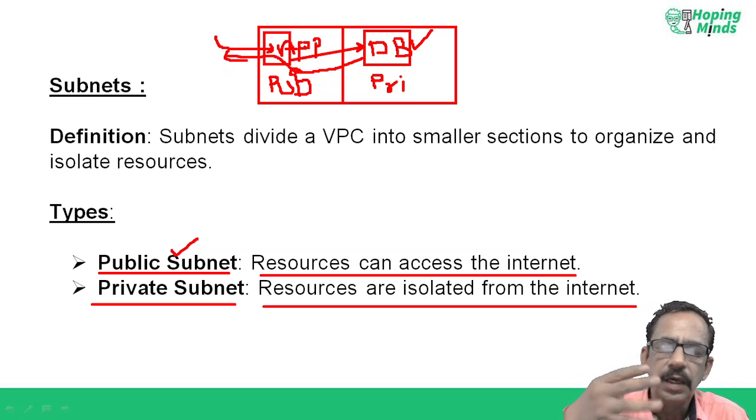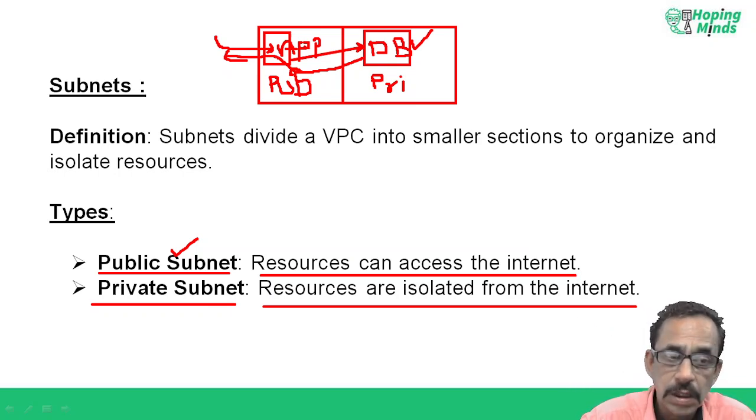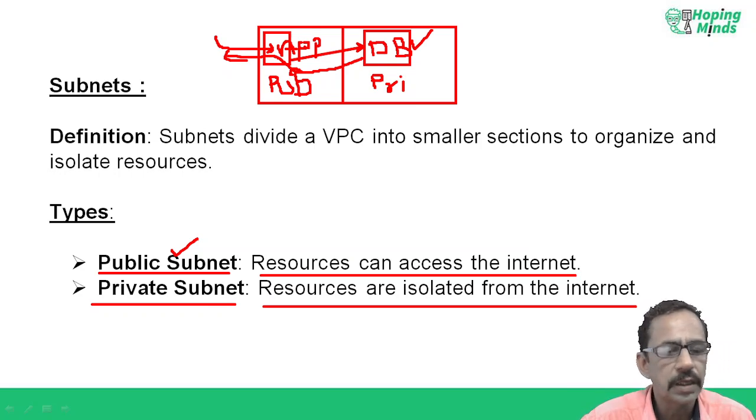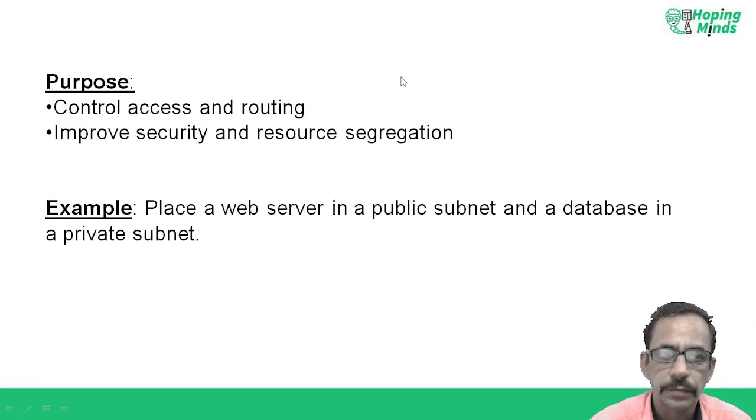So a subnet divides a VPC into smaller sections to organize and isolate the resources. Now, a subnet is of two types: one is a public subnet and one is a private subnet. Hope that is now clear to you.